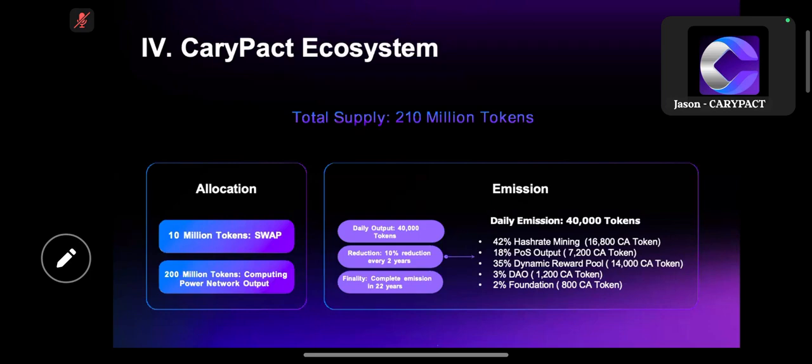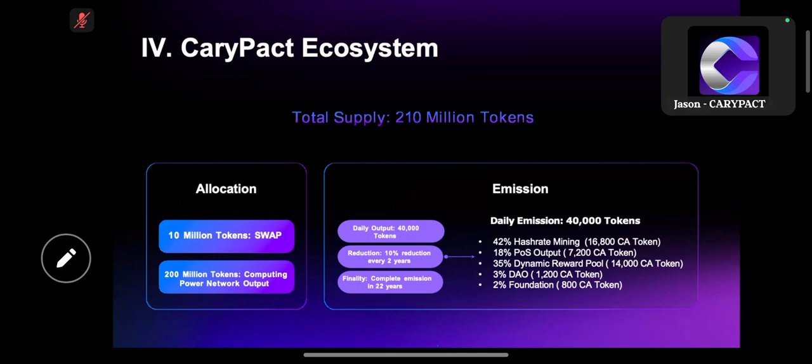All right, now this is the detailed calculation of how the 40,000 tokens will be segregated on a daily basis. 42% goes to the hash rate mining, which is 16,800 CA token. 18% goes to the POS output, which is the staking protocol, which is 7,200. And 35% goes to the dynamic reward pool. So what is the dynamic reward pool? It is the active income. It means when you build the networking, you have a team that you are moving this business, then this is where you focus in, which is the 35%, releasing 14,000 tokens per day.